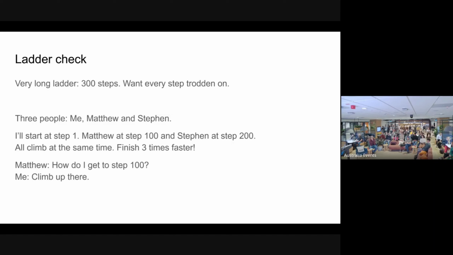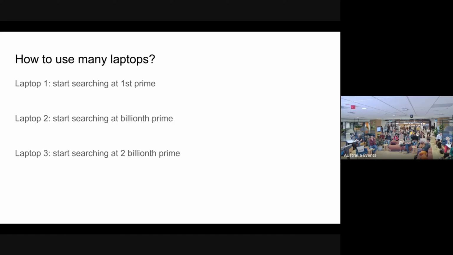Like, if you need to do all the first 100 steps before you can start at step 100, you don't get any advantage in this way of having 3 people. And I've got the same problem with my laptops, because you could say, well, let's start the first laptop at the first prime, and the next laptop will start you at the billionth prime, and the next laptop will start you at the 2 billionth prime.